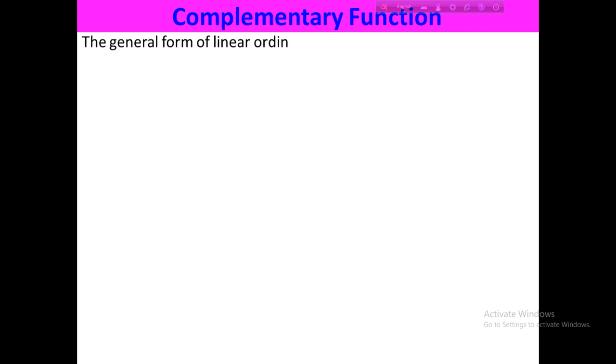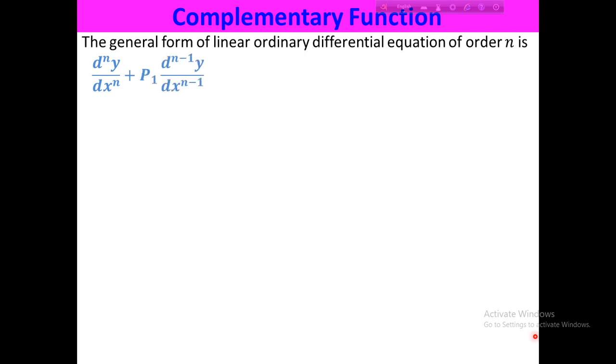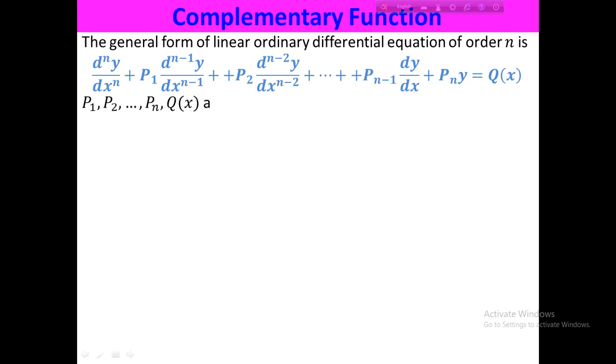We know that the general form of a linear ordinary differential equation of order n is a combination of derivatives of the dependent variable and the independent variable. This is the nth order derivative plus something into the (n minus 1)th order derivative plus something into the (n minus 2)th order derivative, plus dot dot, something into the first order derivative plus something into y, and this equals q of x. Here p1, p2, pn and q of x are functions of x, or they may be constants.